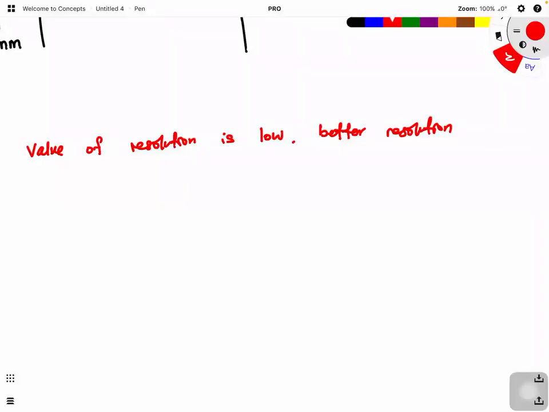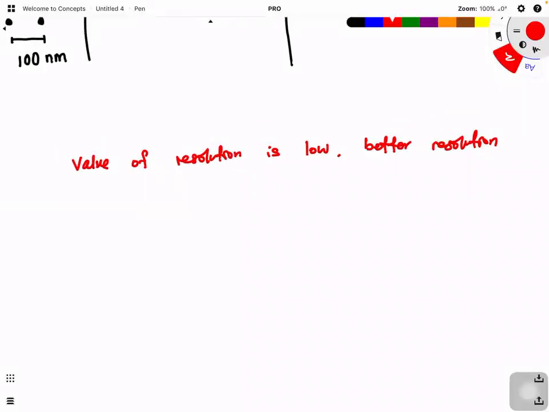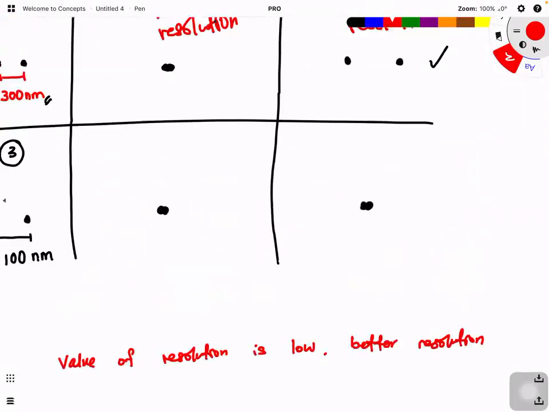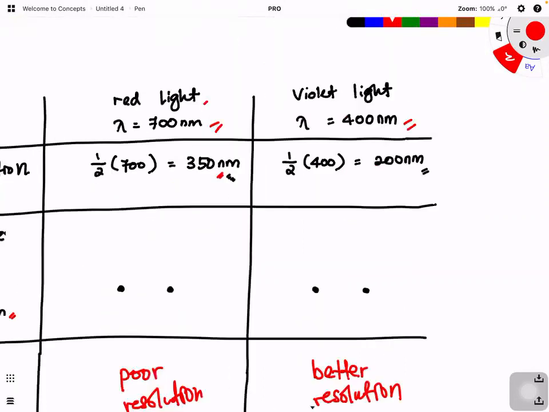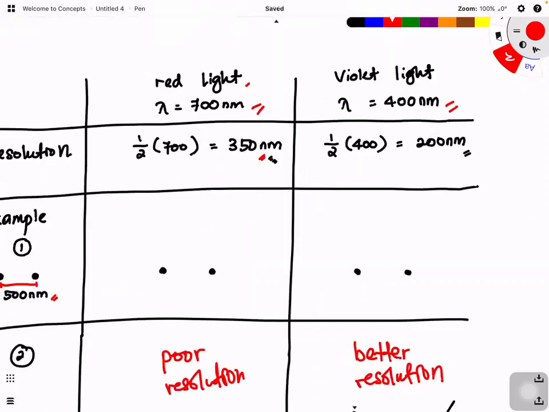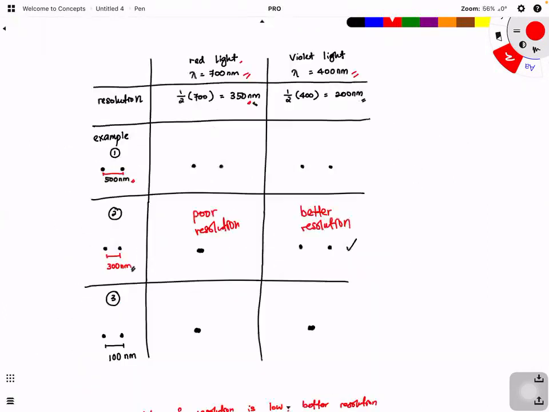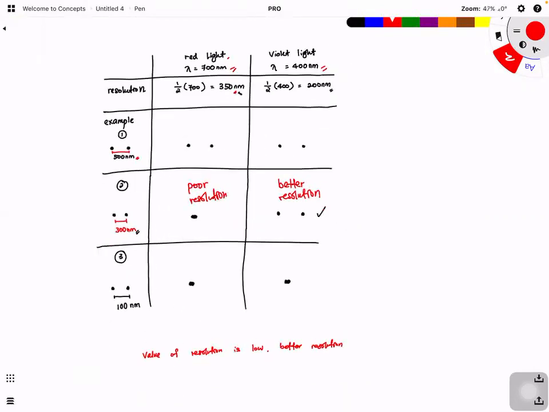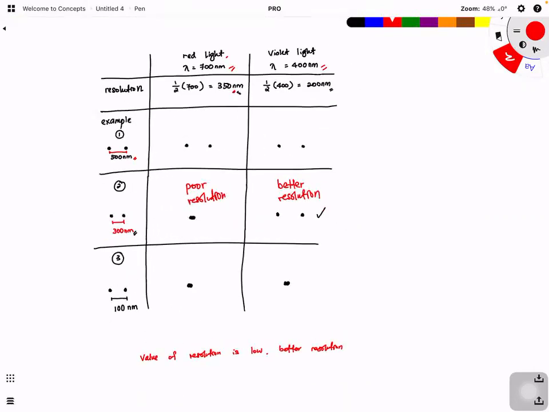Are you clear about the context of resolution? Once again, look at the value here. A lower value of resolution means better resolution. You can take a photo of this summary example if you need. Always remember, the lower the value of the resolution, the better or higher the resolution. It's similar to the Olympics: the faster you can complete, the better. So the shorter the time taken, the better. Same concept as this.